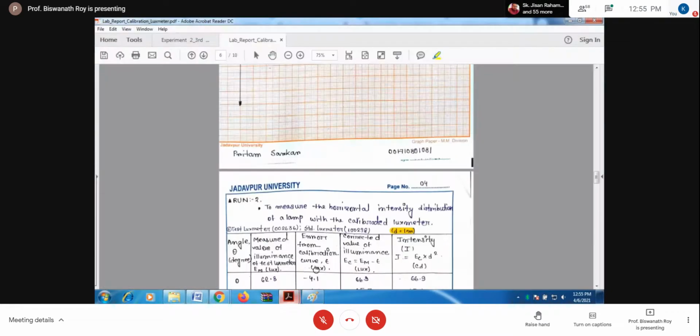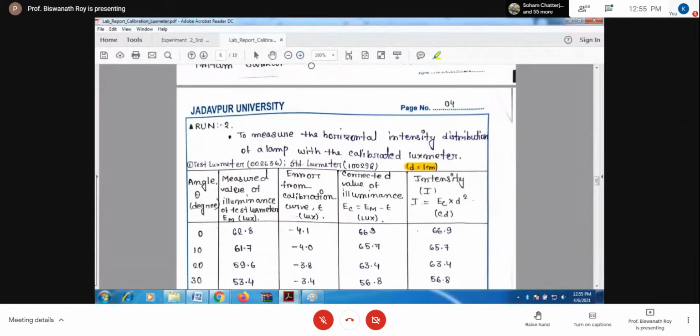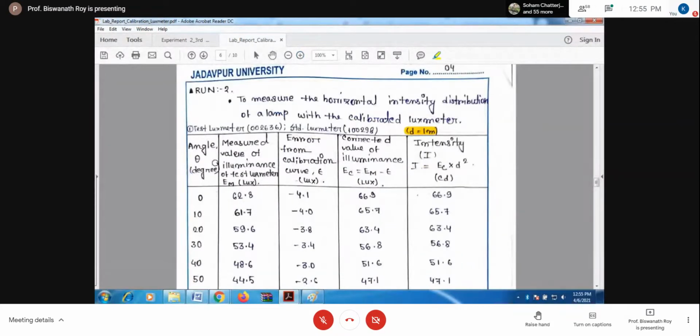So here you can follow the table. What are the entries? Angle in degree, 0 to 360 degree, of course. Measured value of illuminance with the test lux meter, EM. Error from the calibration chart in lux. So corrected value EC, C for corrected value, equals EM minus error. Error is always to be subtracted from the measured value. So it is also in lux.